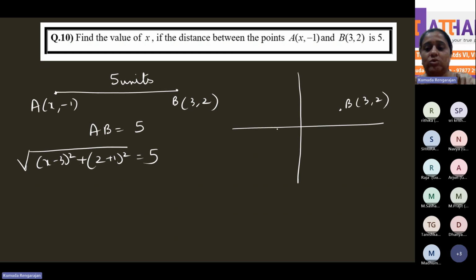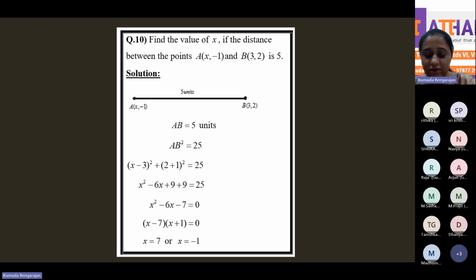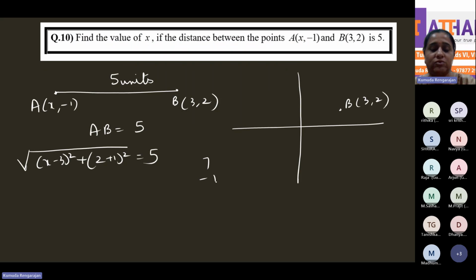Let's understand why we are getting two values for x. So we get x is 7 or -1. When x is 7, the address of A is 7, -1. So where is 7, -1 here? Okay, 7, -1, A. The other one is -1, -1, so here is -1, -1.